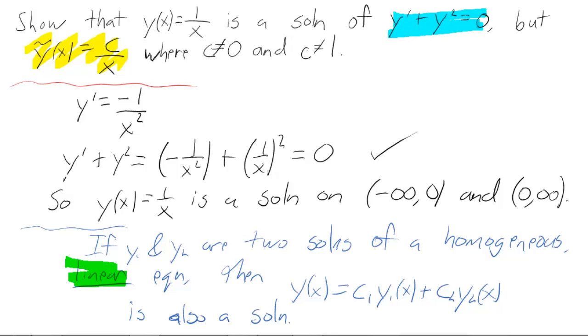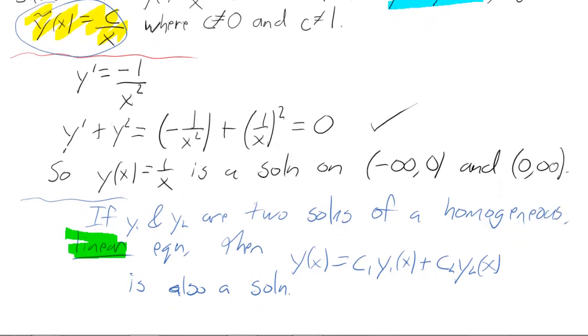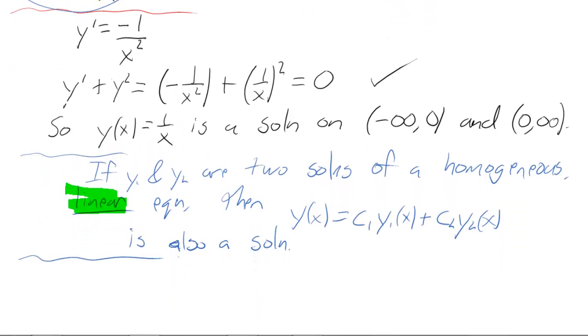So the last bit to this problem is let's just show that our y twiddle over here doesn't solve the equation. So let's come down here. So what are we going to need? Well, what's the equation? y prime plus y squared equal to 0. What's our supposed solution? We called it y twiddle of x equal to c over x. And we're making sure c isn't 0 or 1. And so let's plug this in and see if it works.